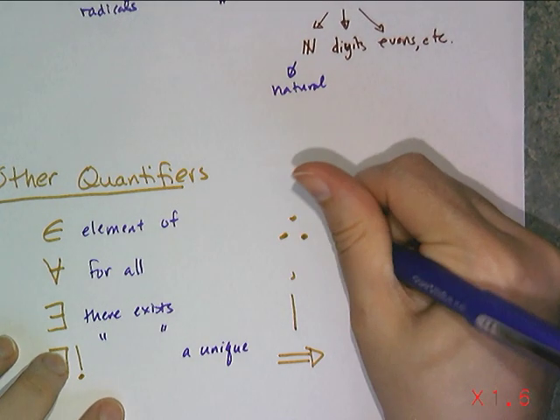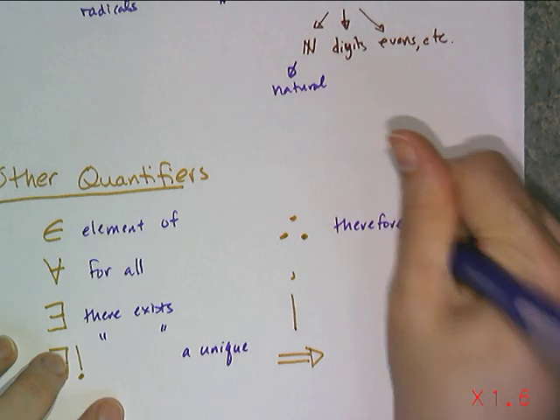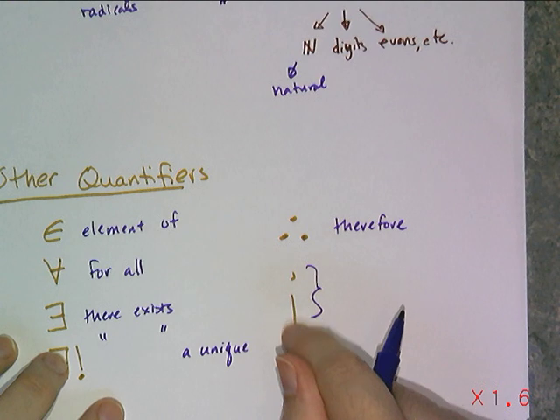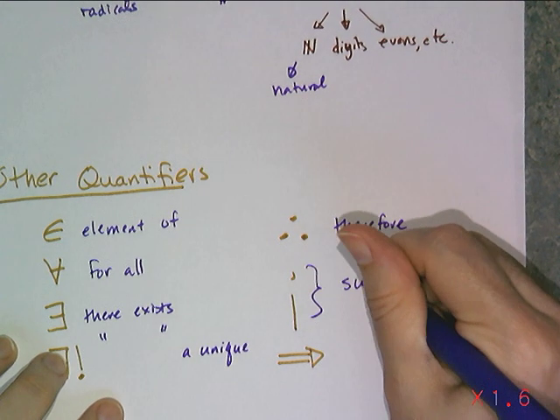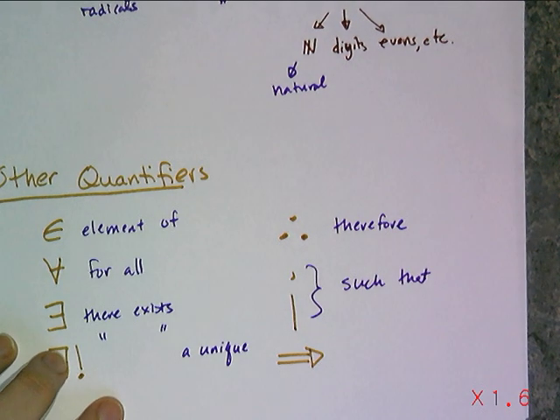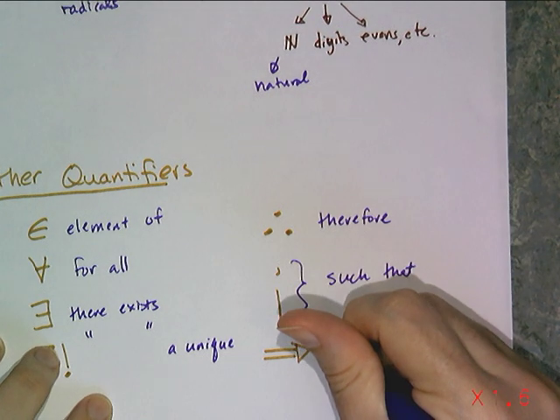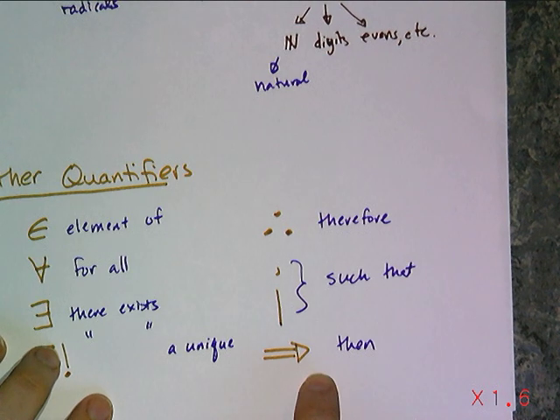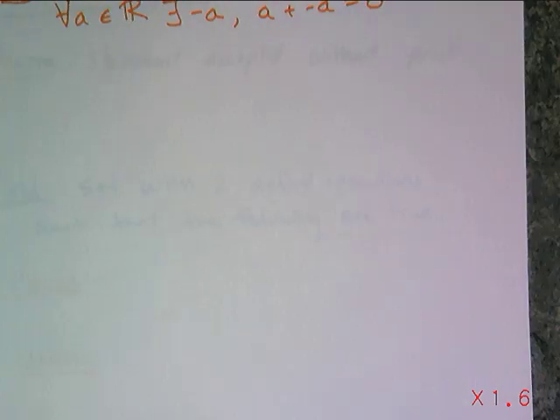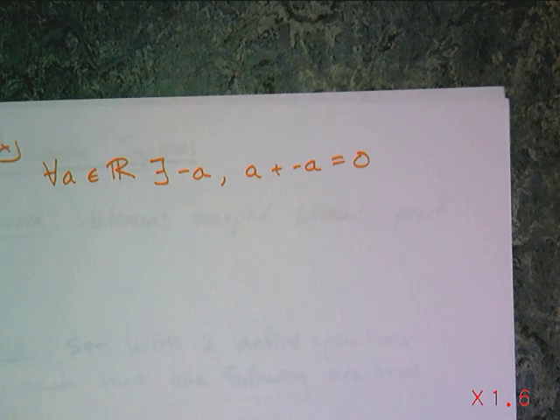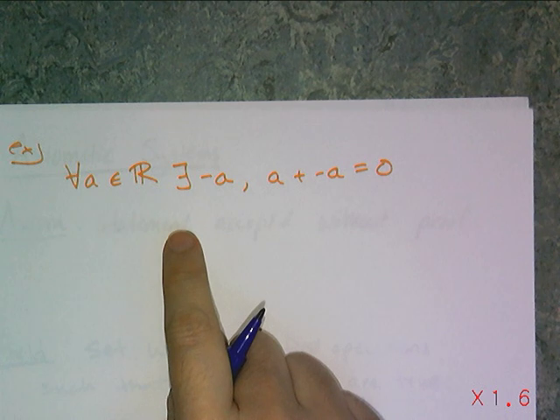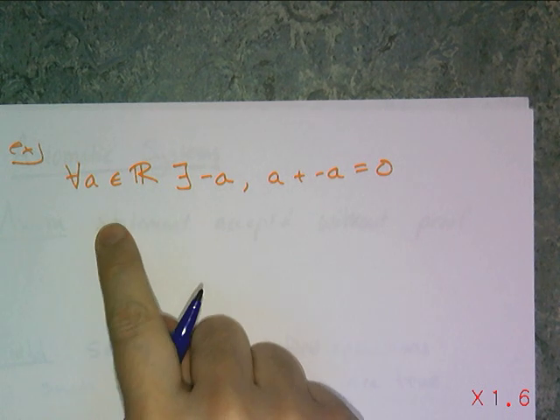These three dots mean therefore. A comma and a big bar stands for such that. And when you see an arrow like this, it means then. Like, if you don't want to write the words if and then, you can just use that instead. So let me show you how these are going to be used. This is an example of a mathematical property written in the language of quantifiers. And I need you to translate it.